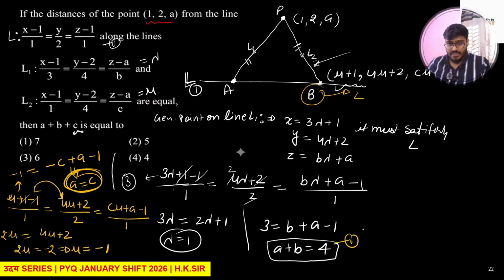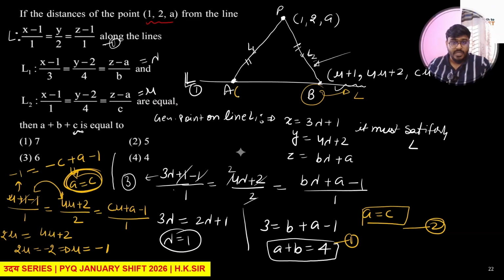The first equation was this one. A equals c is the second equation. Now our target is to find a, b and c, but we don't have the value of b also. So how to do? Now one more condition is given. If the distance of the point from the line along this, means these two distances are equal, PA and PB, so make these two distances equal.